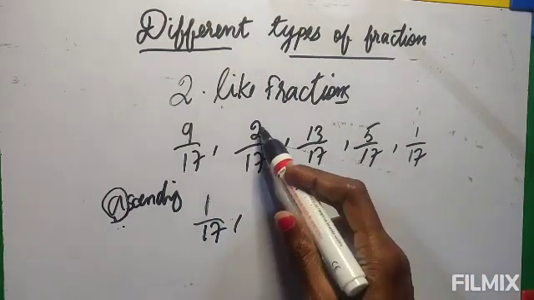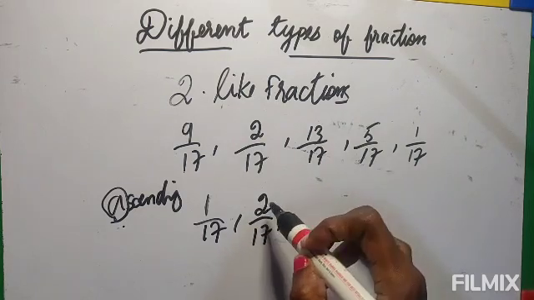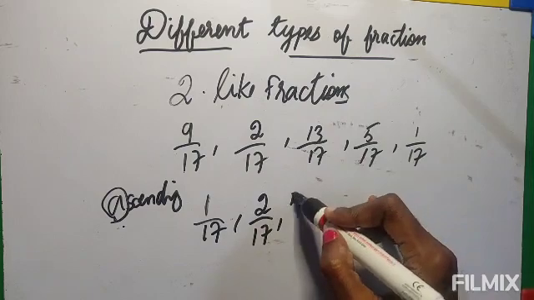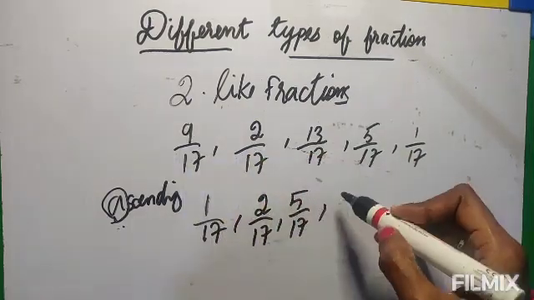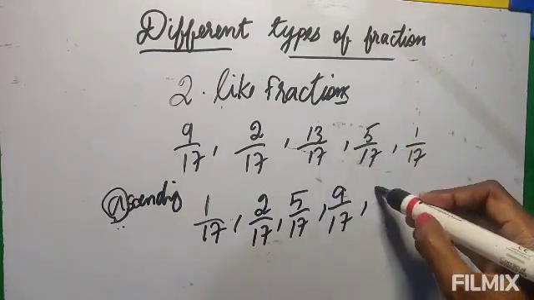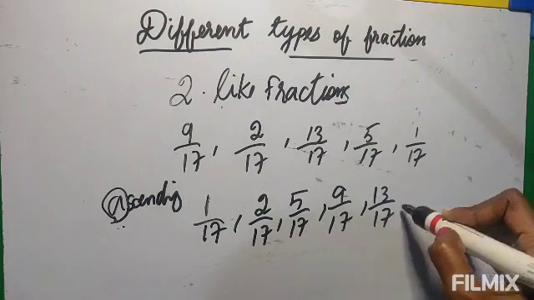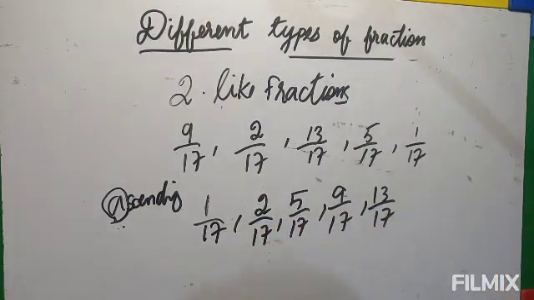Next, 2 is the smaller one. Now a little bigger than 2 is 5, so 5 by 17. Now bigger than 5 is 9, 9 by 17. Now a little bigger than 9 is 13, 13 by 17. This is the way we write in ascending order. Descending order means you write from big to small. This is the way you write ascending and descending order.